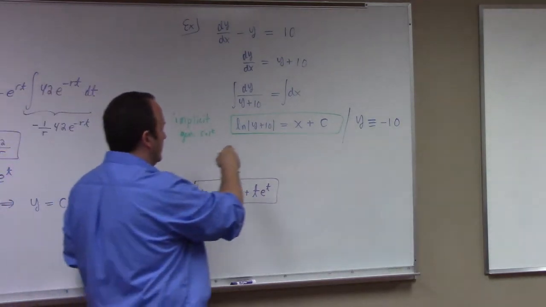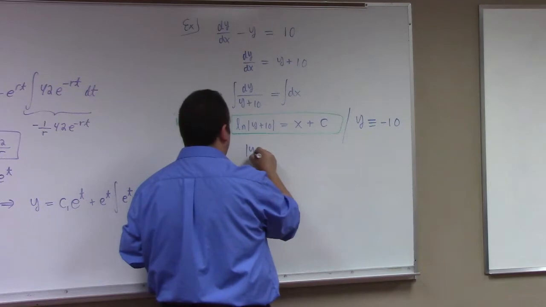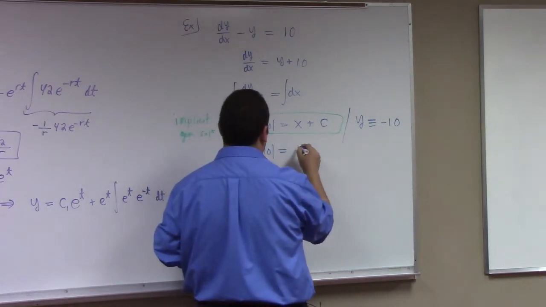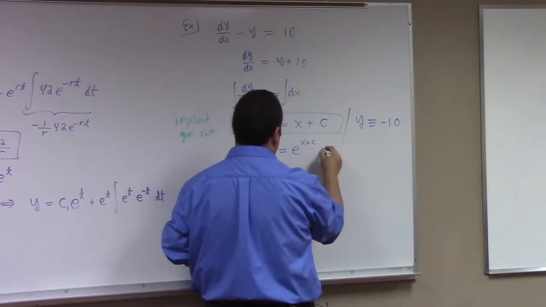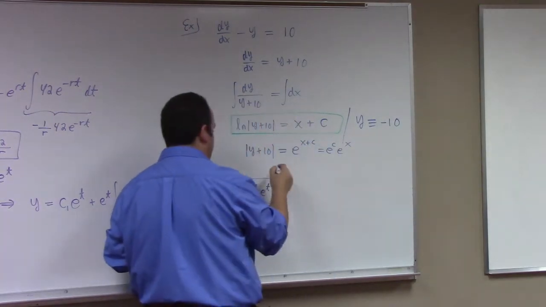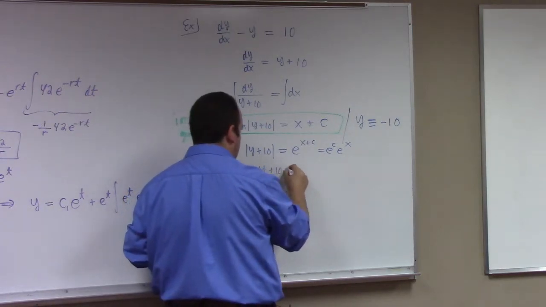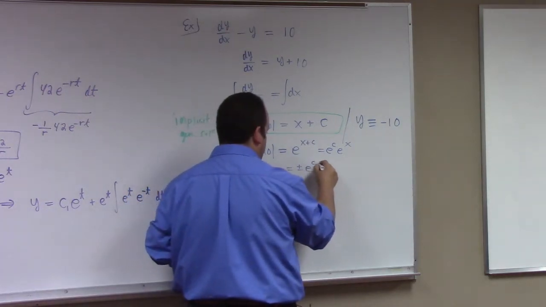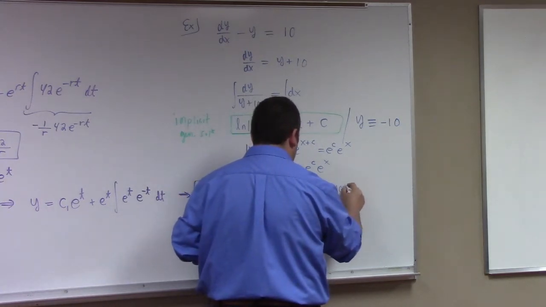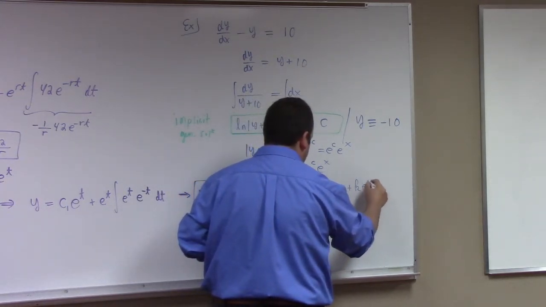Now, if I want to solve for y, this gives me the absolute value of y plus 10 is equal to e to the x plus c, right? Which I could simplify as e to the c times e to the x using laws of exponents. That gives me y plus 10 is plus or minus e to the power c, e to the x. Therefore, y is minus 10 plus k e to the x.